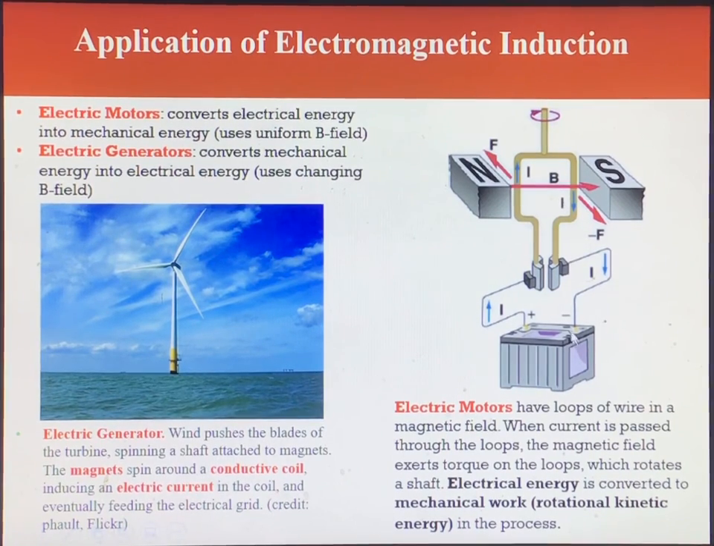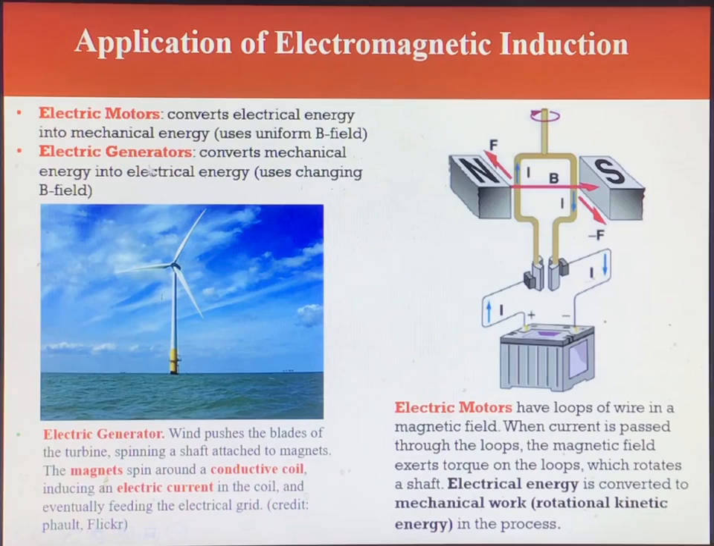So we can see that, basically, in an electric motor we're taking electrical energy and converting that energy into mechanical energy. We can think about some devices and appliances that use electric motors, things like a fan, or maybe something like a washing machine. All those devices use the principle of electromagnetic induction to convert electrical energy into mechanical energy.